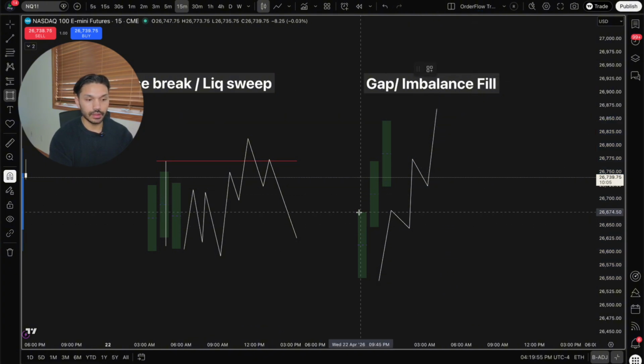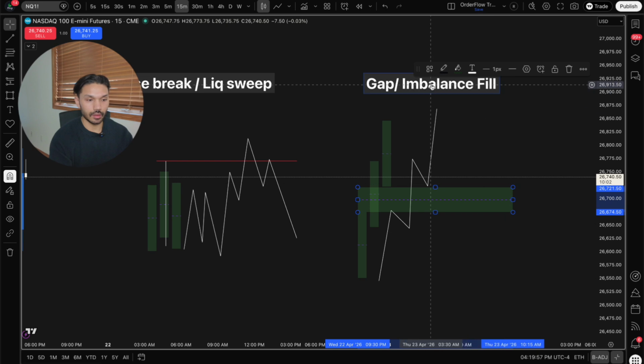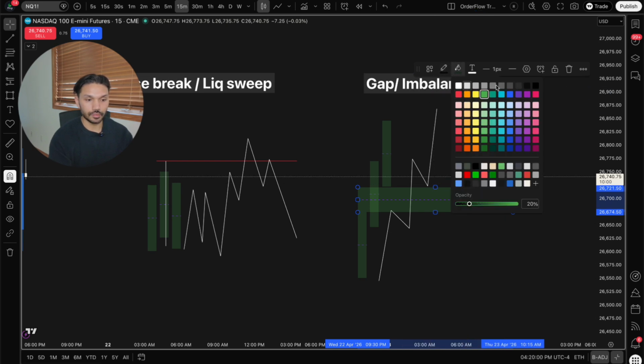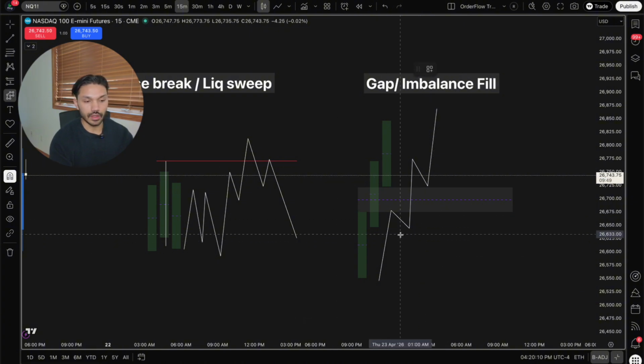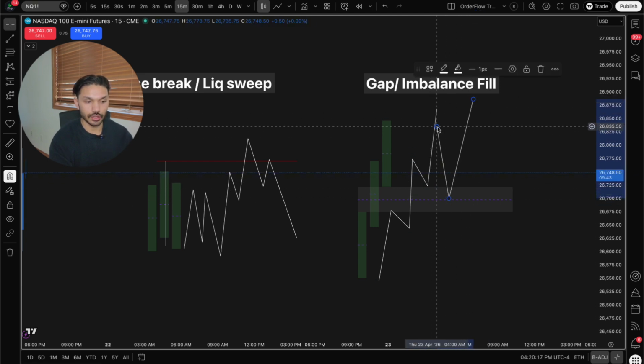In this pattern, the candle 1 high and candle 3's low do not touch, so this will be considered a fair value gap. In this scenario, you look for this fair value gap, and then you look for price to come into it and continue higher in the same direction, right?